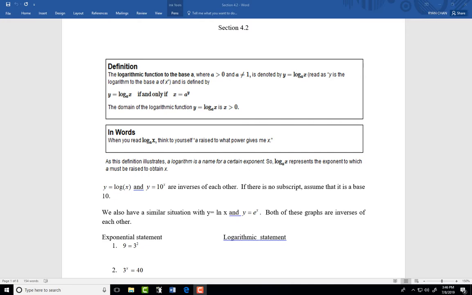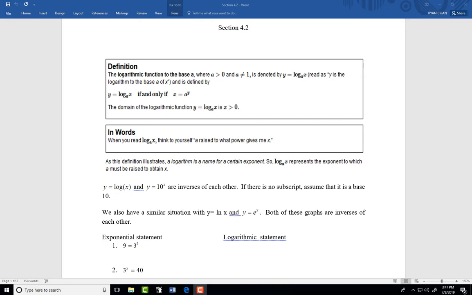We're going to start with section 4.2, okay? 4.2, we're going to talk about this concept called logs, okay? We're going to talk about certain properties and then how to graph logs for the following. Okay, so let's talk about this right here.